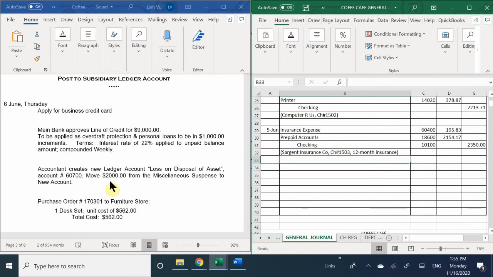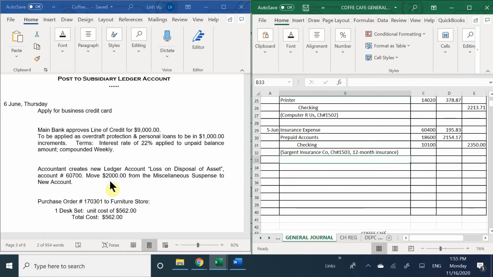Let's locate these account numbers. We already know that the account we created is called loss on disposal of asset, and its number is 6,700. If you understand how the chart of accounts is organized, we can automatically tell this is going to be considered an expense. Now it's saying we need to move it out of miscellaneous suspense.